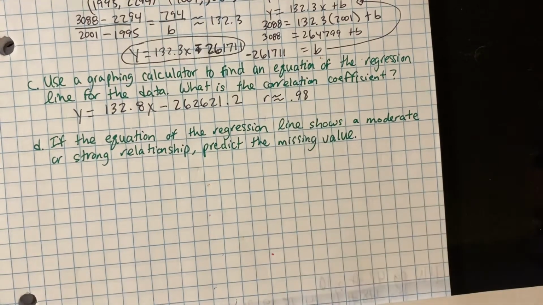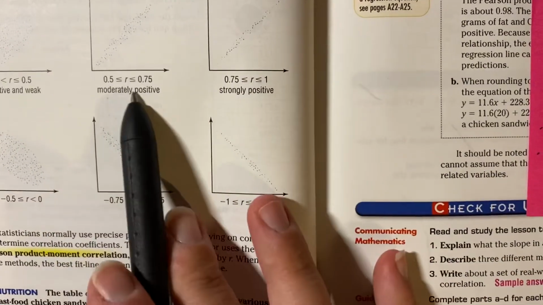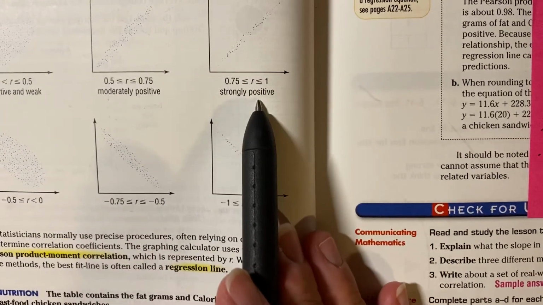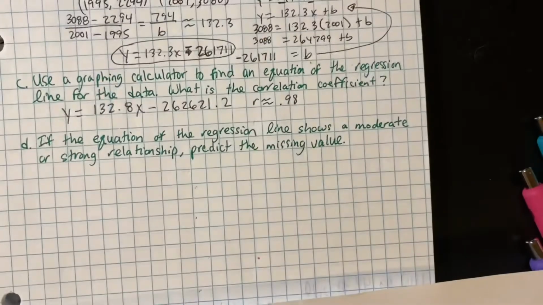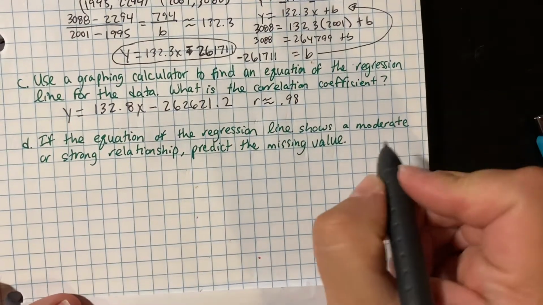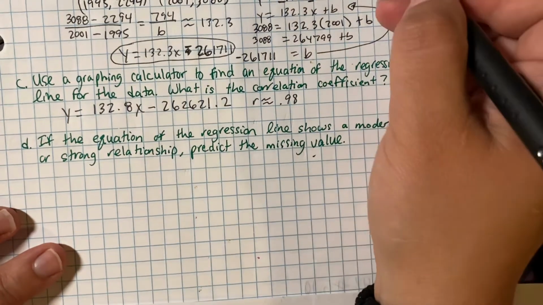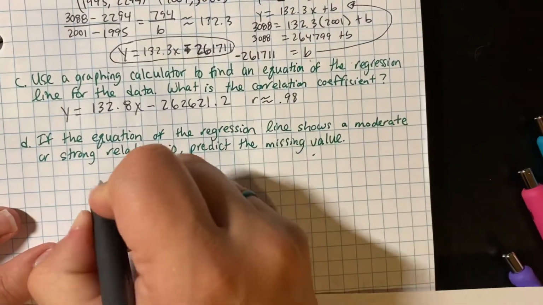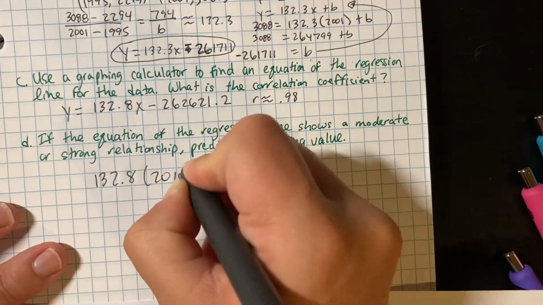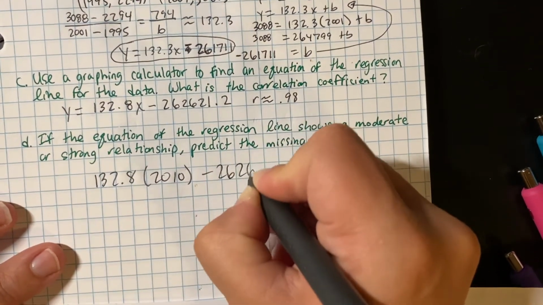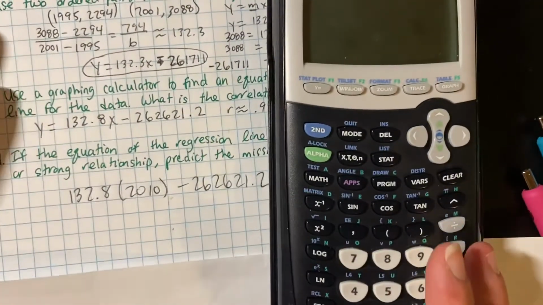So you're going to take a look in the book. I'm going to pull it out for you. So 0.98 would fit right here. So that's strong. So our data actually showed a very strong positive relationship. Okay. So we had a strong relationship. So that means that we can predict the missing value. So we're going to put 2010 into our equation to get an answer to approximate what it would be in 2010.